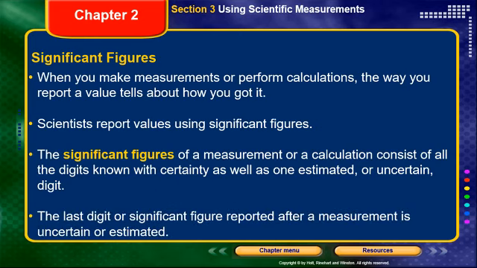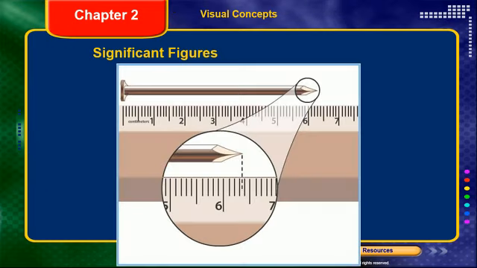The last digit or significant figure reported after a measurement is uncertain or estimated. The very last one is always uncertain or estimated. So remember that idea. All known digits with certainty plus one uncertain digit. Let's look at a picture to see if we can illustrate this. So here we have a nail being measured with a ruler. Now, the units being used here are centimeters.